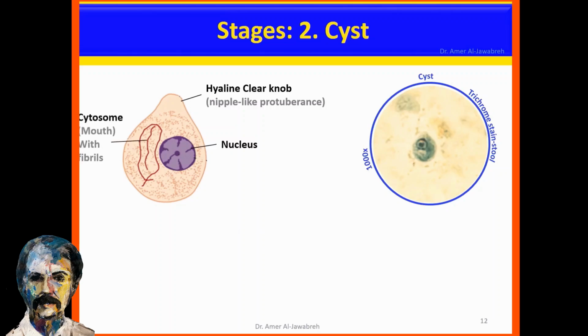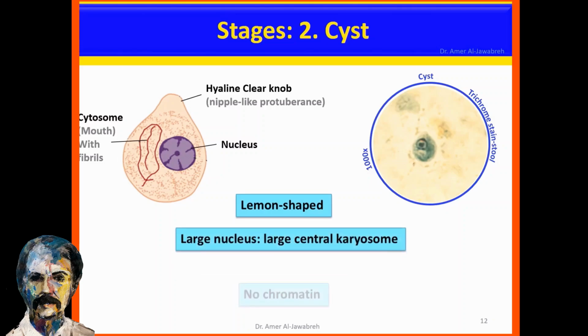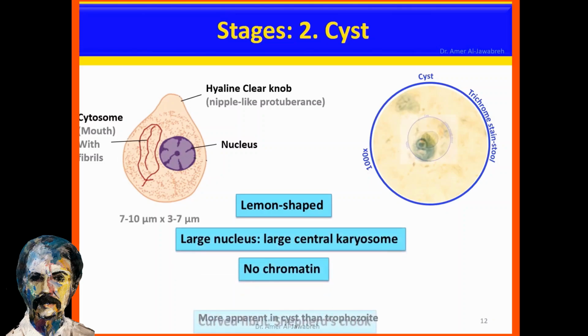There is a nucleus, only one nucleus. So in this parasite, the trophozoite has one nucleus and the cyst has one nucleus. Usually the cyst in other parasites are multinucleated. In this one, both of them have the same single nucleus. Lemon shaped. Cytosome, it has a mouth. Large nucleus like this, 7 to 10 times 3 to 7 is large. Central karyosome, no chromatin, although I can see a little bit here.